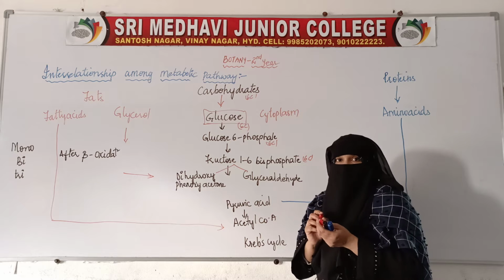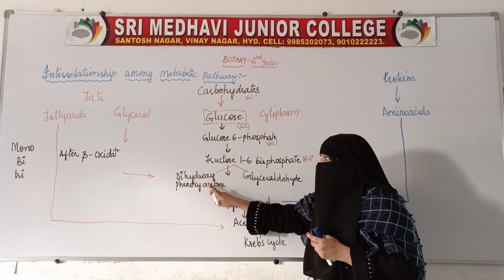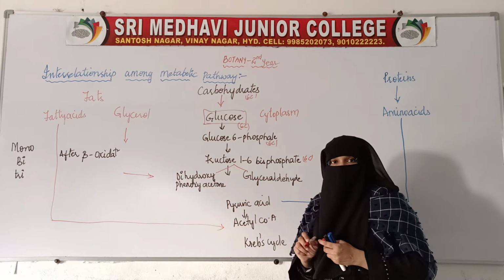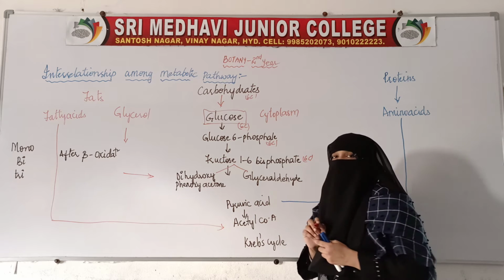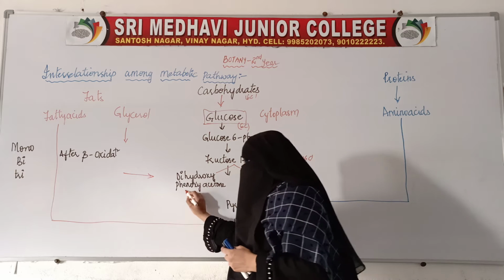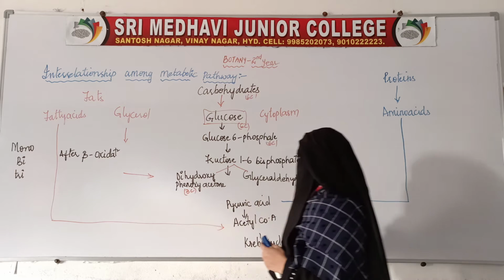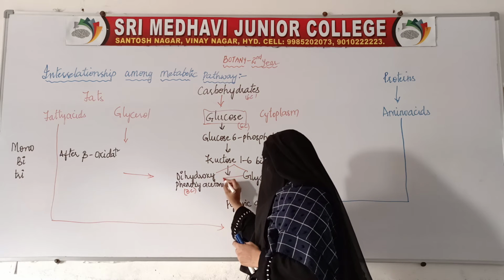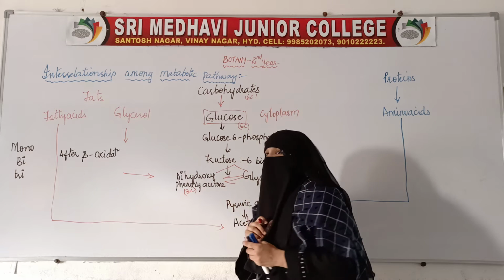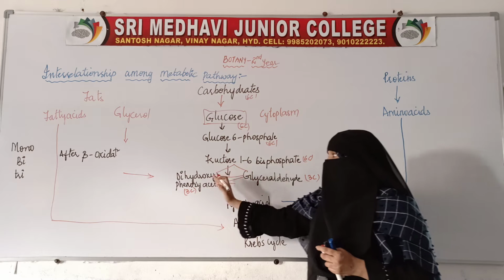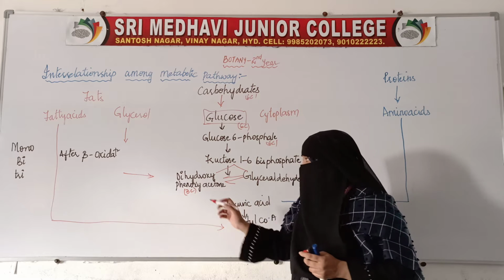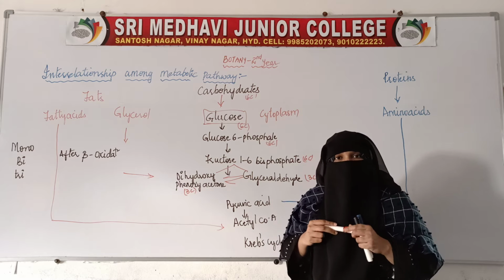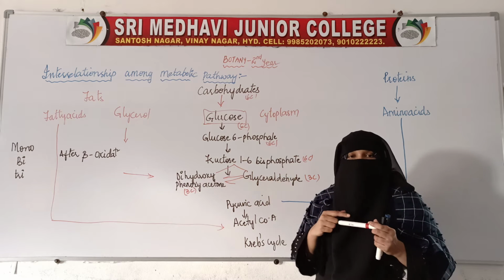The two 3 carbon compounds are dihydroxyacetone phosphate and glyceraldehyde phosphate. Both of them are 3 carbon compounds, and they are isomers of each other. Glyceraldehyde can change to dihydroxyacetone, and dihydroxyacetone can change into glyceraldehyde.